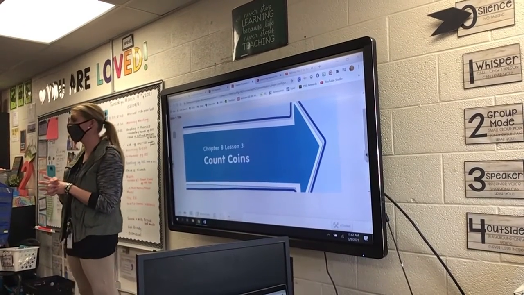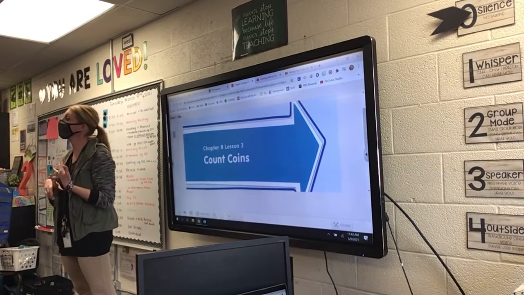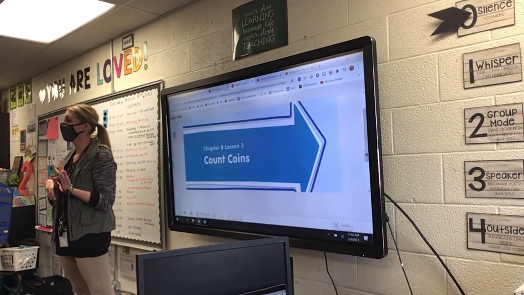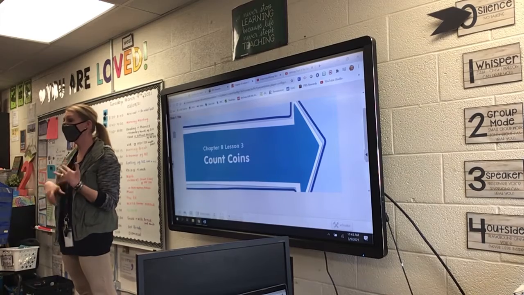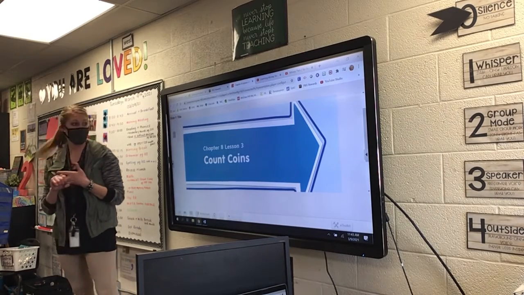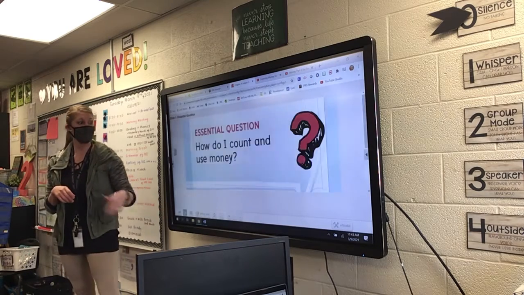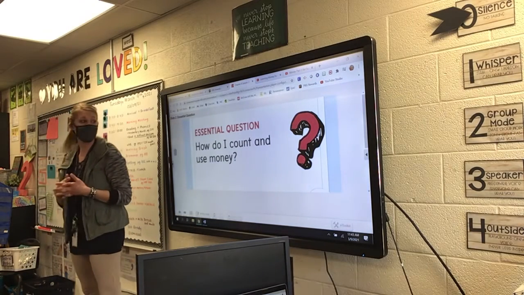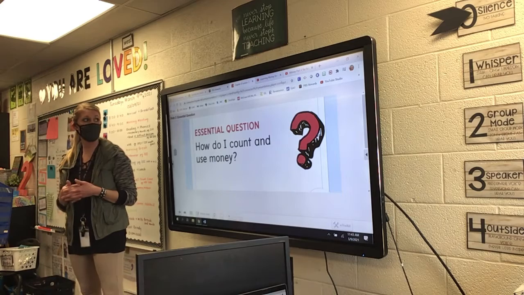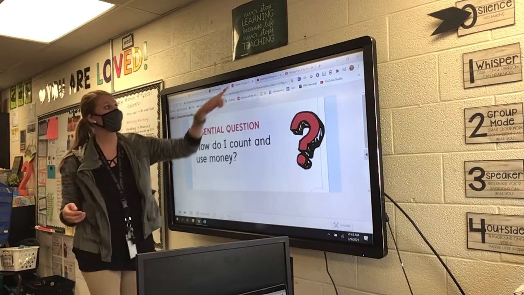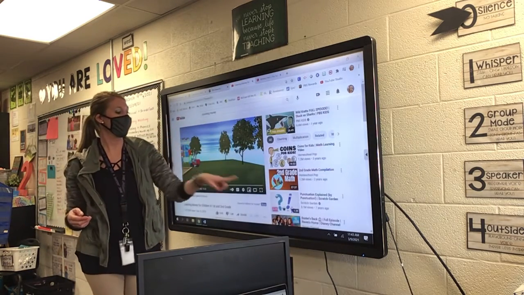This lesson is on counting coins. Yesterday we learned about the quarters, and last Friday we learned about the pennies, nickels, and dimes. So today we're going to be practicing counting those coins. Again, our essential question is, how can I count and use money? That's what we're going to be working on throughout this lesson and throughout this chapter.